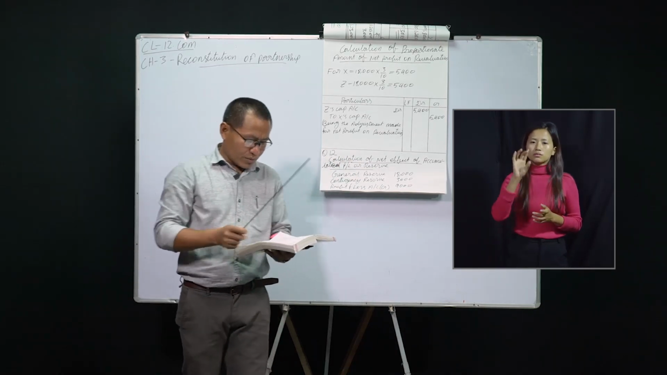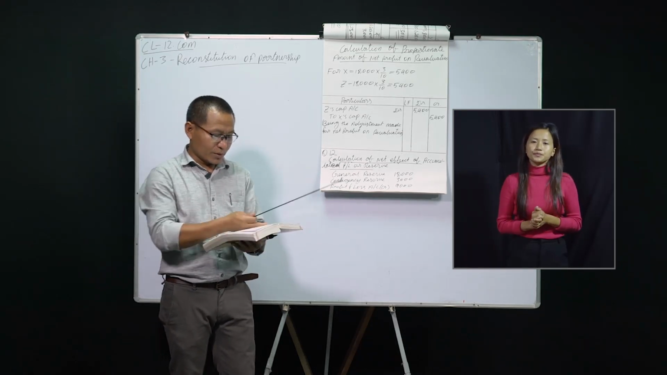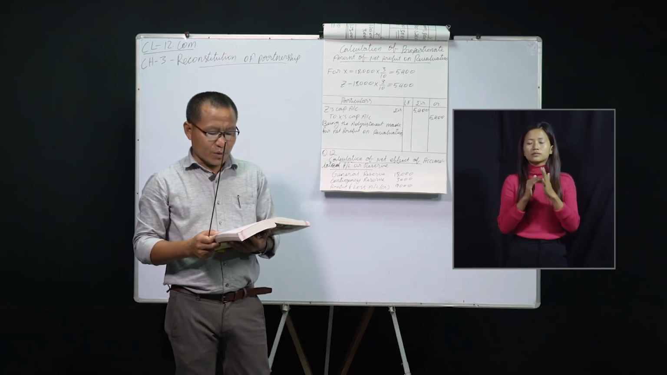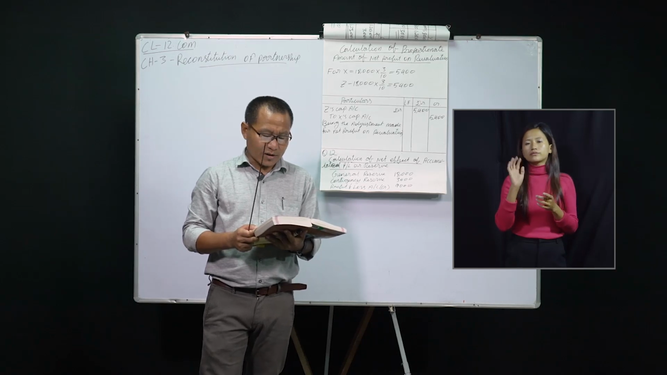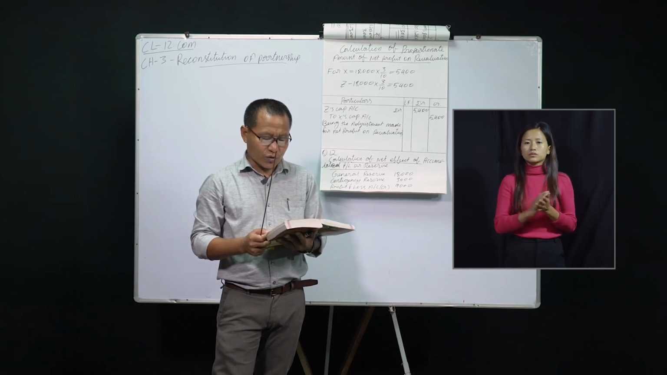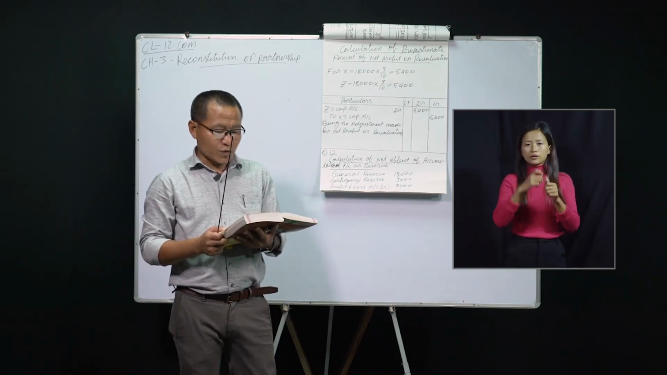Let's do one more problem. That is question number 12. Let me read out the question. X, Y, and Z are sharing profits and losses in the ratio of 5:3:2. They decide to share future profits and losses in the ratio of 2:3:5 with effect from 1st April 2014.